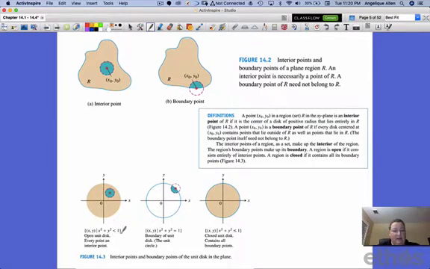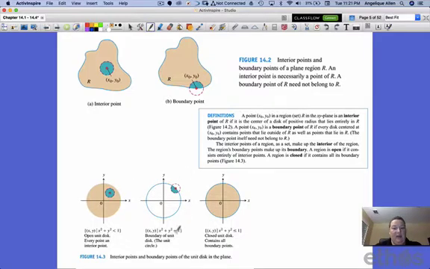Take a look down here. They're applying it to a particular region, a circular region of radius 1. This is called the open unit disk. They don't call it a circle. So a region is a disk. And again, you see that idea that you could draw a disk around a point, and if every point in that disk lies inside the region, then the point is an interior point.